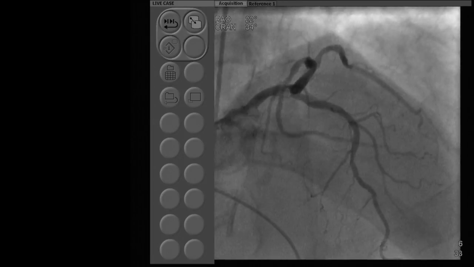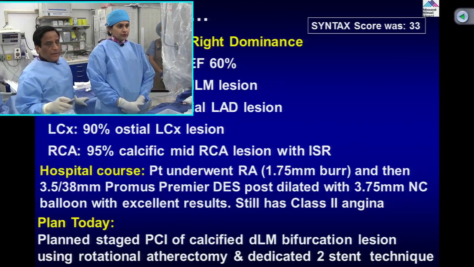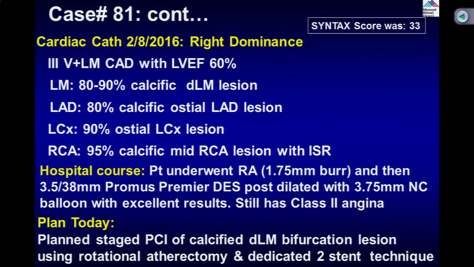The use of rotational atherectomy because of such heavy calcium, and we'll go through the various stages, what burr size and so forth, shortly, but clearly with a 2-stent technique.